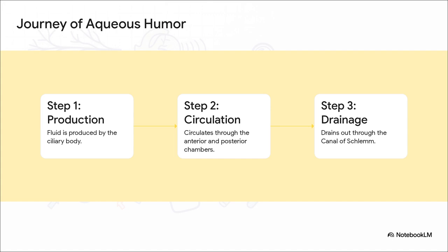So first step, it's made by a little structure called the ciliary body. Step 2, it flows around the front parts of your eye, the anterior and posterior chambers, and it's delivering nutrients and keeping things healthy. And then, the final step, step 3, it drains away through a very specific channel. This whole cycle of production and drainage is what gives the eye its shape and keeps the pressure perfectly stable.